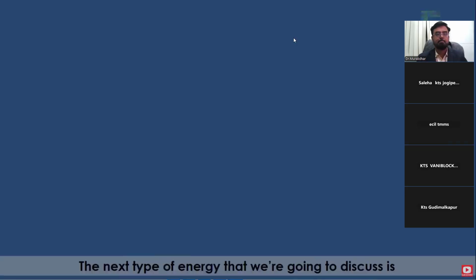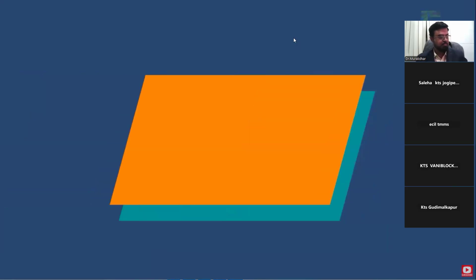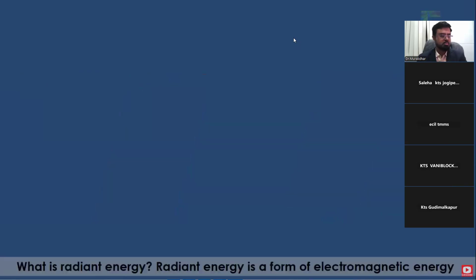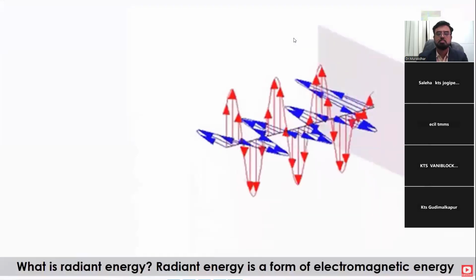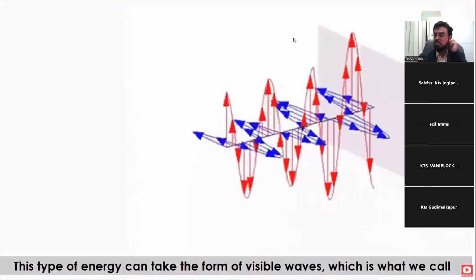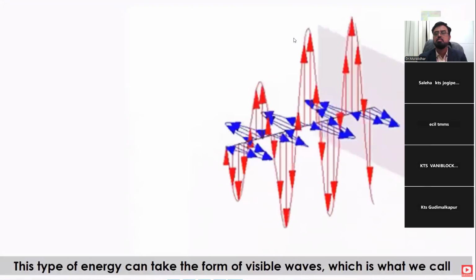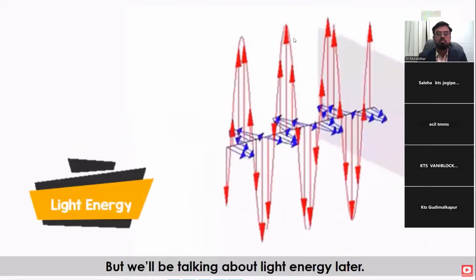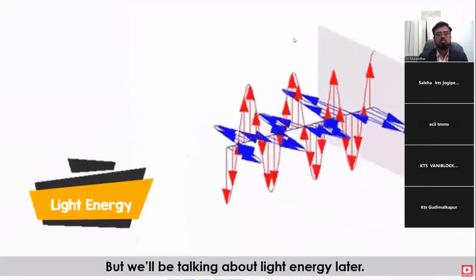The next type of energy that we're going to discuss is radiant energy. So what is radiant energy? Radiant energy is a form of electromagnetic energy. This type of energy can take the form of visible waves, which is what we call light energy. But we will be talking about light energy later.